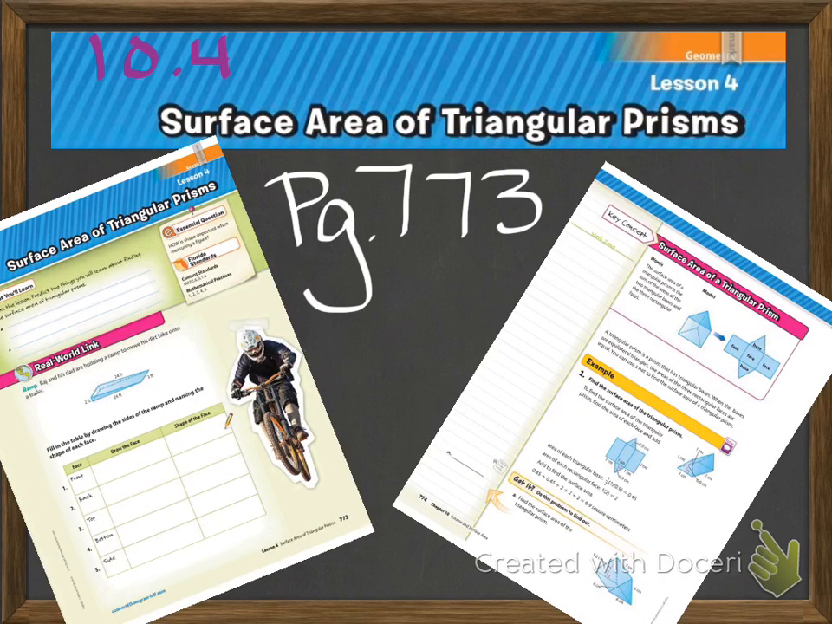All right, we're looking at Chapter 10.4, Surface Area of Triangular Prisms. It starts on page 773.